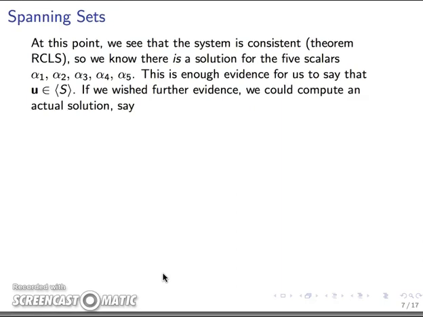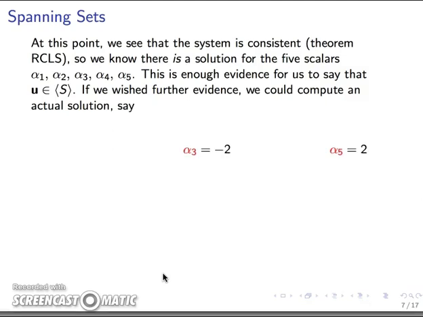If we wanted, we could do that, but this is enough evidence, based on our knowledge of solution sets, to argue that U indeed belongs. It is possible to find scalars such that we can express U as a linear combination of the elements of S.